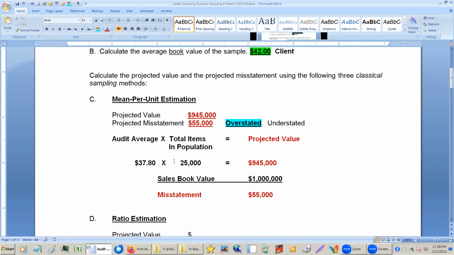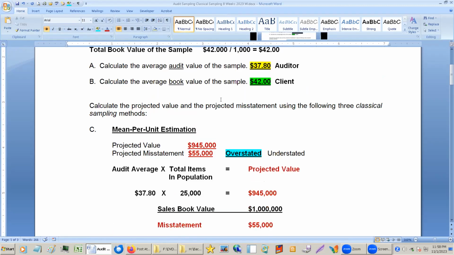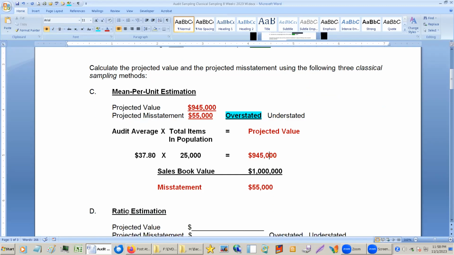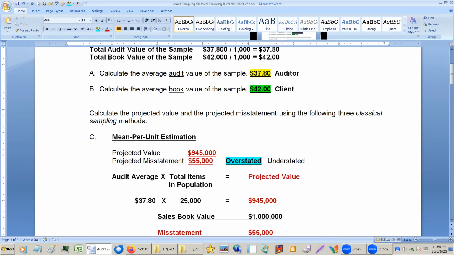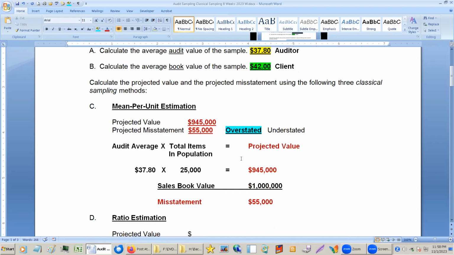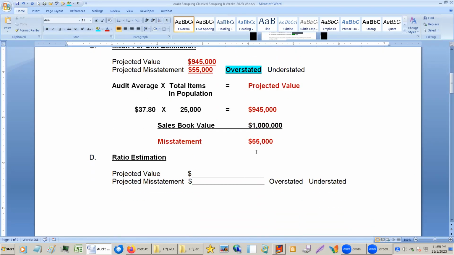So we took the auditor's mean, the auditor's average, and multiplied it by every item in the population, saying every item should be this value, and this is what we came up with for the misstatement. Okay, let's go on to ratio estimation.